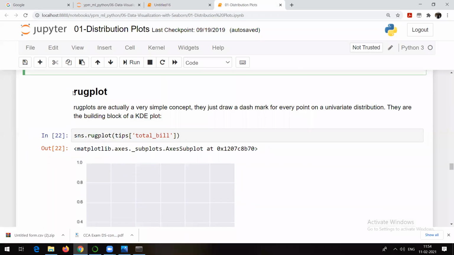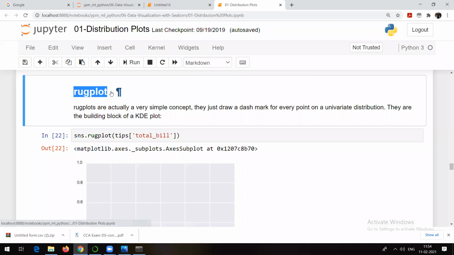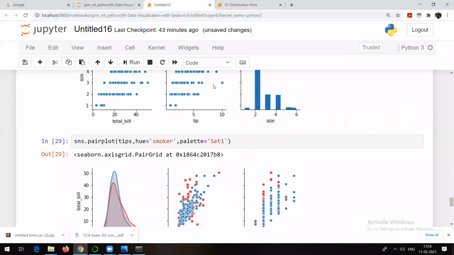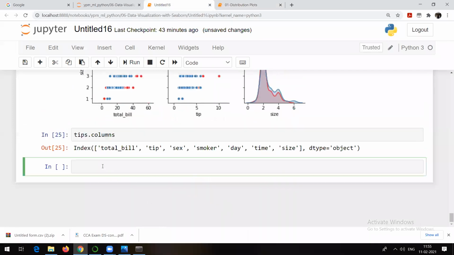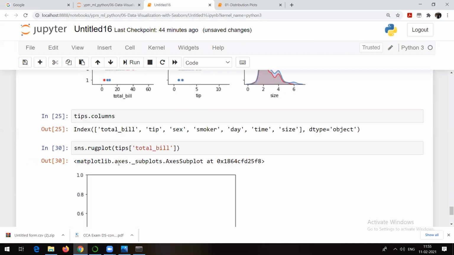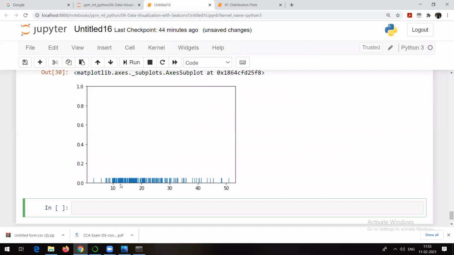Okay. Let's try to talk about rug plot. Rug plot is very simple actually. A rug plot is simply going to draw the lines for each and every data point. For example, suppose I go here, sns dot rugplot is the command. Suppose I want to know about total bill from tips. So how is the distribution of the total bill column from tips? Yes, rug plot is going to help in that. So it is simply going to draw a line for each and every record.